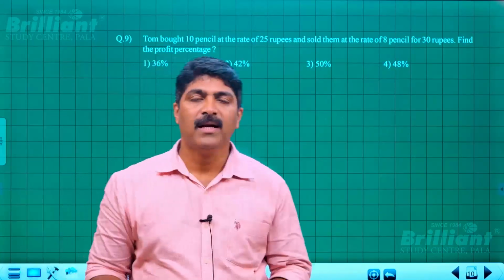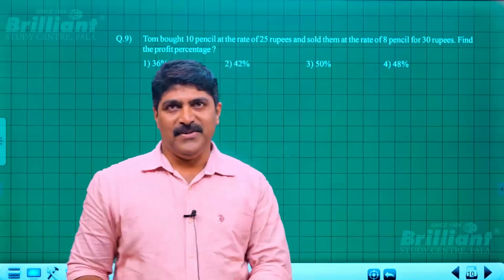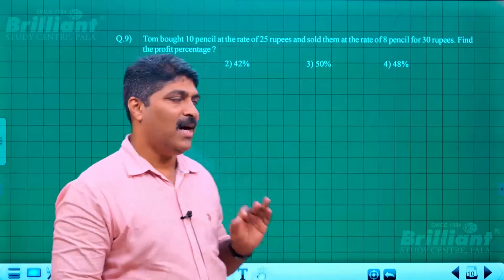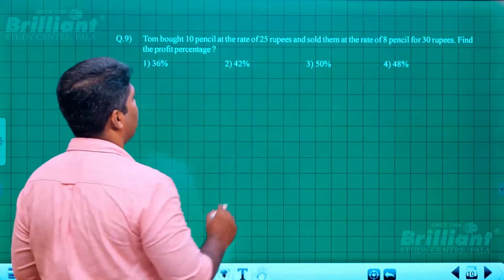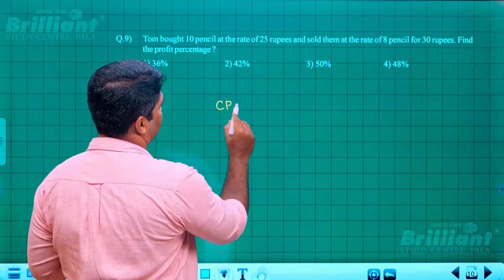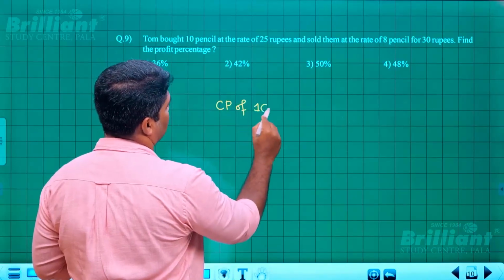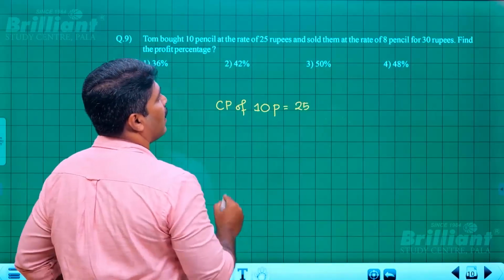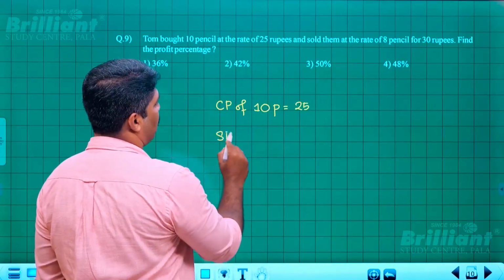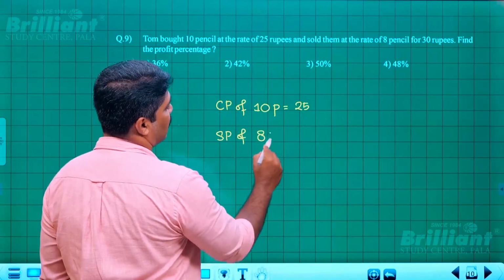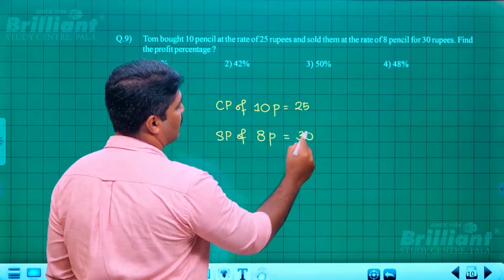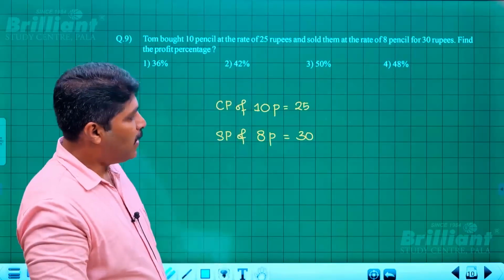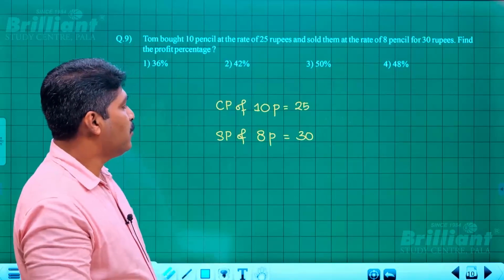It's a most typical kind of question, but the easiest one. So it's one of the rate problems in profit and loss. How to apply this rate problem concept here? Here the situation: the cost price of 10 pencils is equal to rupees 25 and the selling price of 8 pencils is rupees 30. This is the situation. So we have to make these two quantities equal. So how to make those two quantities equal?